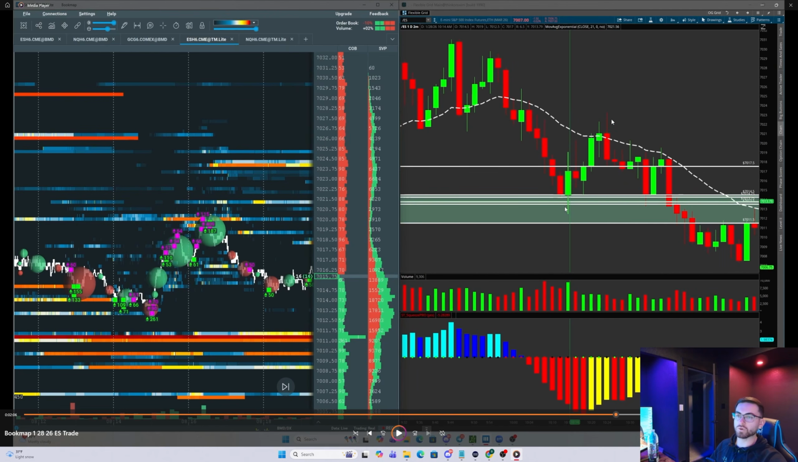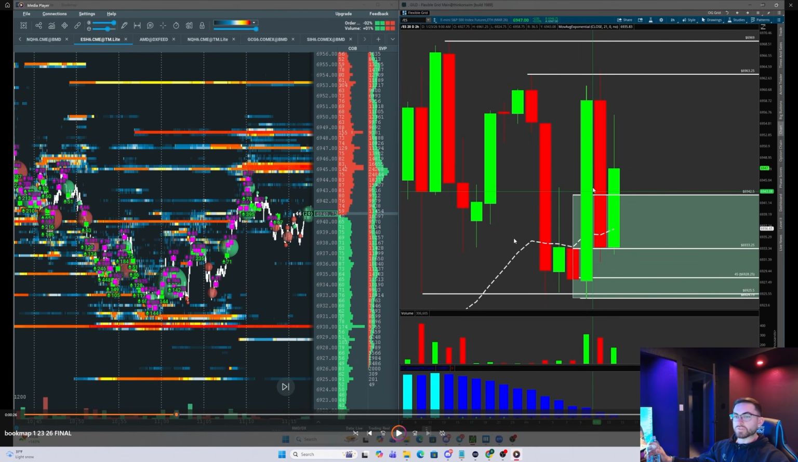Mark your supply and demand zones, wait for price to trade to it, look for confirmation in the price action as well as the volume, and use order flow to help with that confirmation. If you don't know how to use order flow, I'll be leaving a link to those videos down in the description. So here's another example right here.